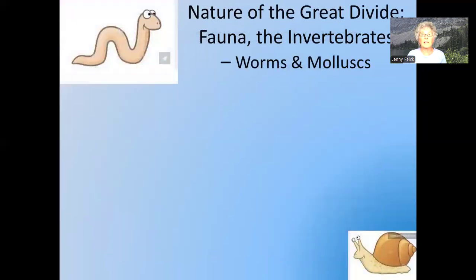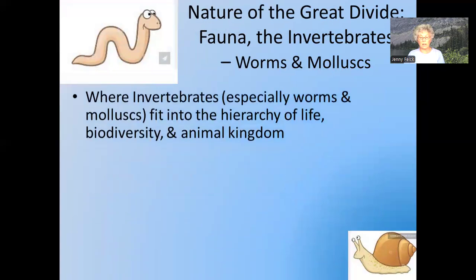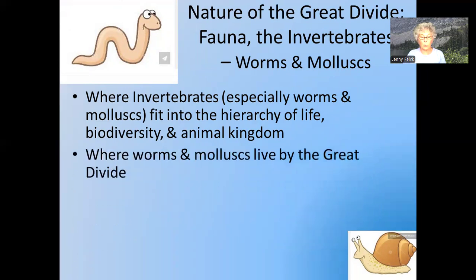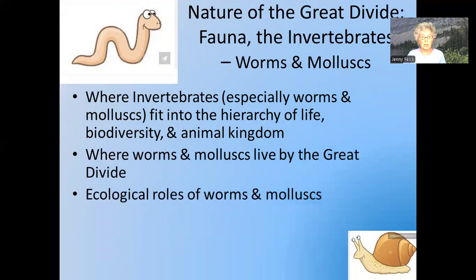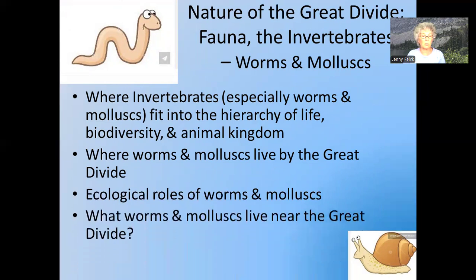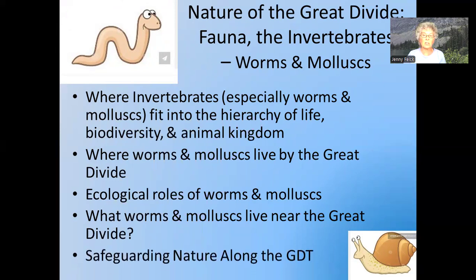Here is what I will cover in this talk. I'll outline where invertebrates, particularly worms and freshwater mollusks, fit within the hierarchy of life, biodiversity, and the animal kingdom, where worms and mollusks live in the Great Divide area, and their ecological roles. I will spend most of the time describing some of the different types of worms and freshwater mollusks that you could encounter or see evidence of along the GDT. And I'll wrap up with some suggestions on how we can safeguard nature along the GDT.